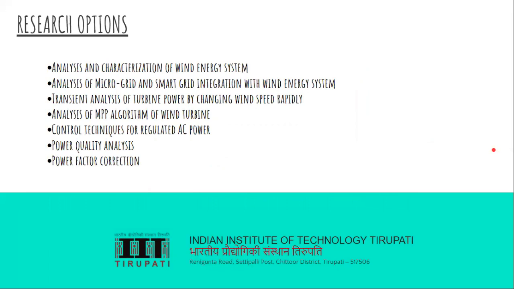When it comes to research options, it has several, such as analysis and characterization of wind energy systems, analysis of microgrid and smart grid integration with the wind energy system, and at the same time transient analysis of wind power by changing wind speed rapidly. At different speeds the transient analysis can be identified. There is also analysis of the maximum power point algorithm of wind energy, controlling techniques of regulated AC power supply, power quality analysis, and power factor correction.